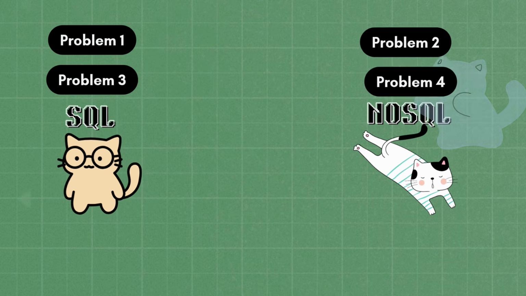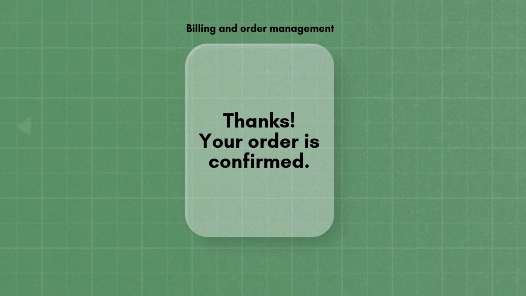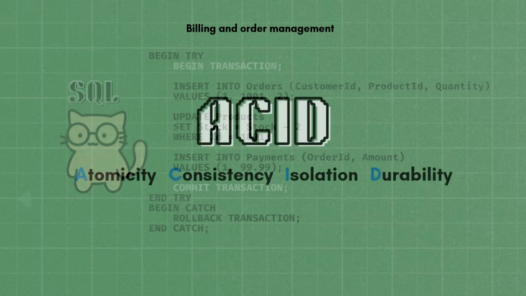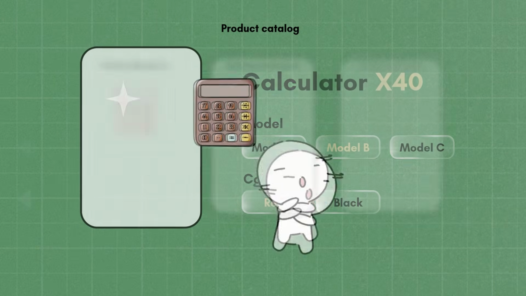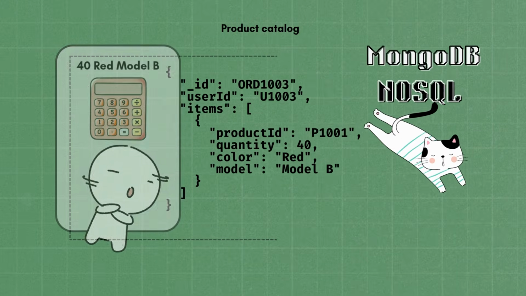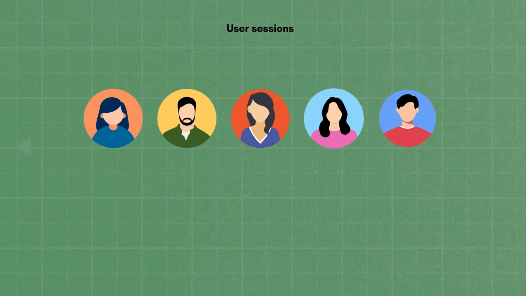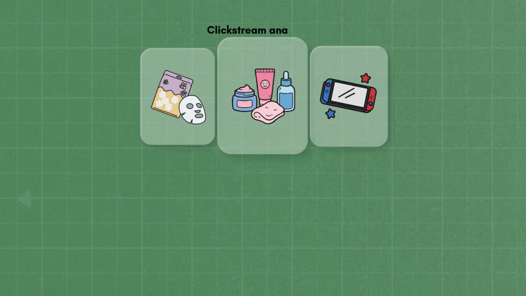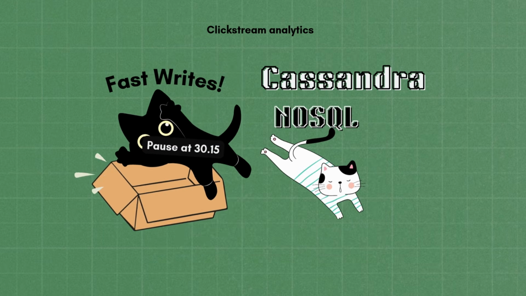Then, for an e-commerce system, it usually looks like this. For core billing and order management, we use a SQL database because we need strict data integrity and ACID transactions. For product catalog data, we use a document database like MongoDB because product attributes and user selection options can vary widely. For user sessions, we use a key value store like Redis for fast access. And for user clickstream analytics, we use a wide column store like Cassandra.